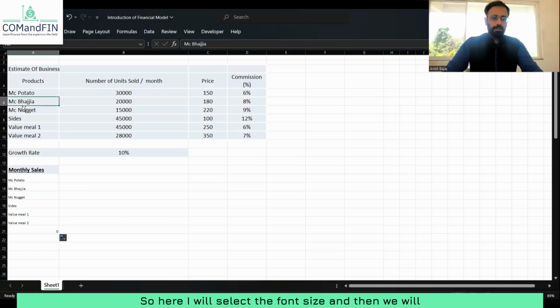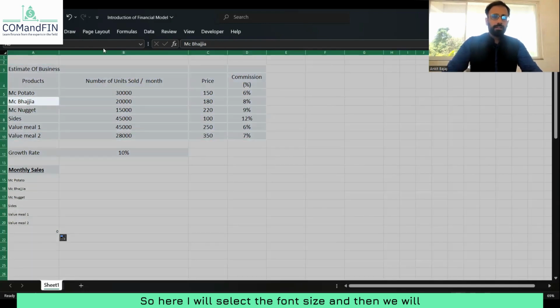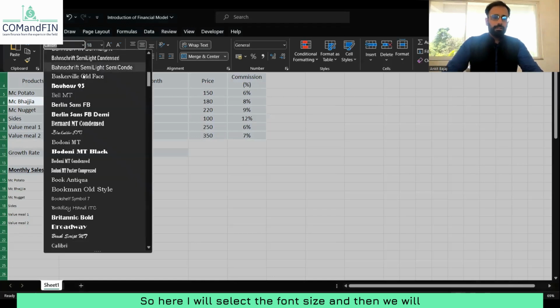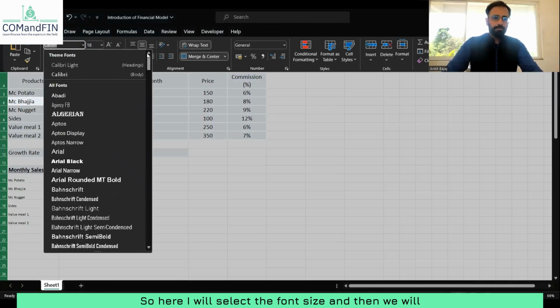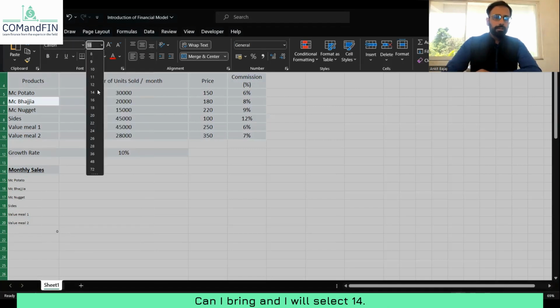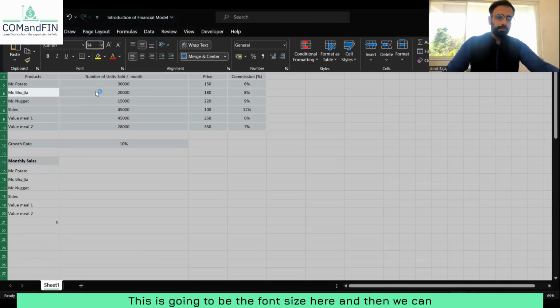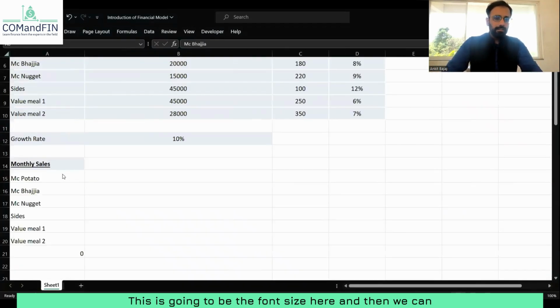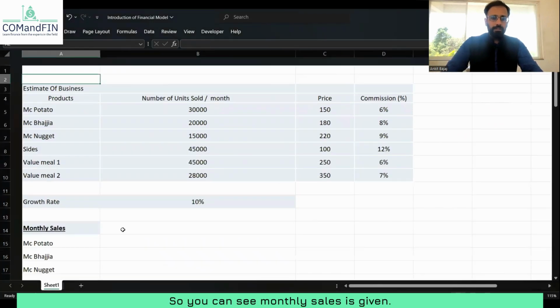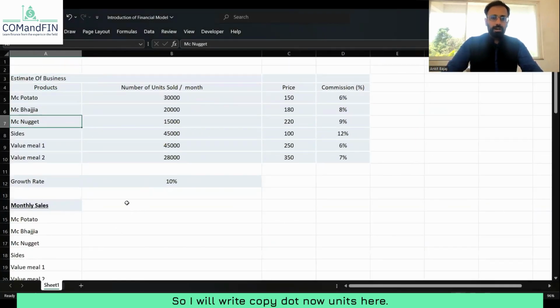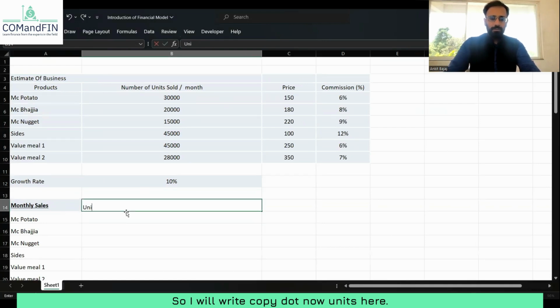So you will get more and more idea about it. Here I will select the font size, and then we will proceed. Calibri, and I will select 14 here, right? This is going to be the font size, and then we can forecast the revenue. So here you can see monthly sales is given. Let's copy the units here. Otherwise, we do not have to copy the units. I will directly calculate the monthly sales here.